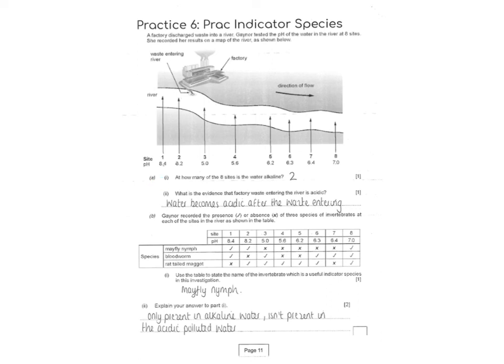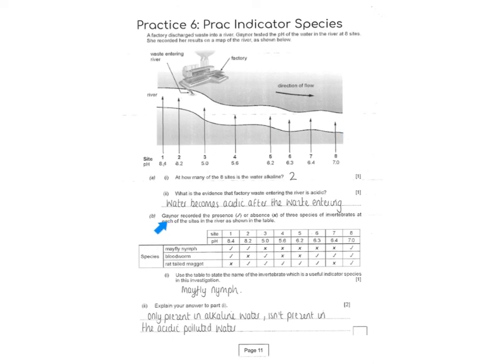So it's basically chemistry knowledge. So anything alkaline is anything above 7. So we have 2 sites. We've got 8.4 and 8.2. So 2 sites. What is the evidence that the factory waste entering the river is acidic? Because the water becomes acidic after the waste enters. So the waste enters here and the water drops from alkaline beforehand to acidic waters. And then the further away we get from the waste entering, the pH starts to go back up to alkaline.